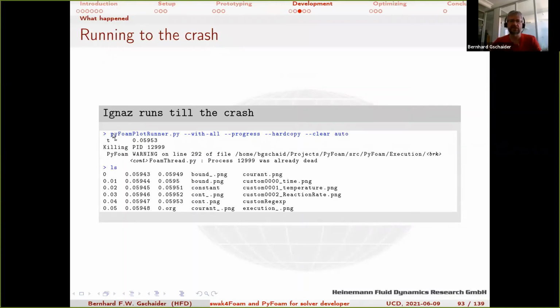So basically what Ignaz does is he reruns the case that is crashing. The case runs until this time. And now when he looks at the directory, he sees, okay, there are the first 5 time steps. These are the regular writes. And here he's got 11 time steps. Here you see the time step where the solver crashed, so he wrote the results there, and then you see the 10 time steps that are immediately before that time step.